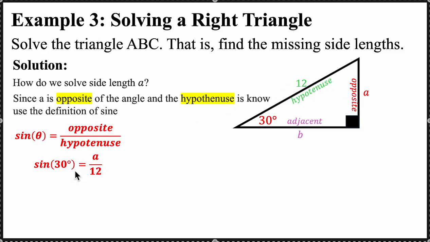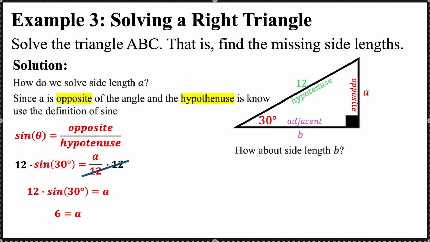And then basically just solve for a here. Multiply both sides by 12. The 12s cancel on this side. So you have a equal to 12 times the sine of 30. And make sure your calculator is in degrees. If you simplify this, you get a equals 6. So that means the side opposite measures 6 units. How do we find the side length b?